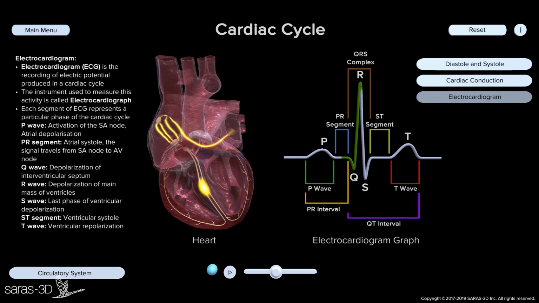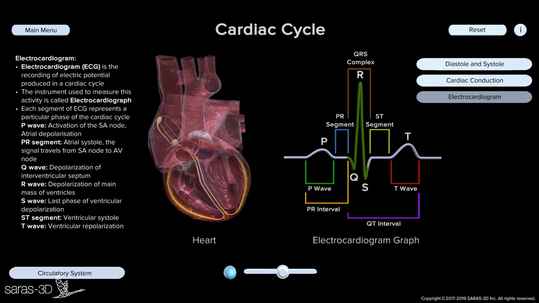Now the signal has left the AV node and it travels to the bundle of His. As it travels to the bundle of His, what will take place? The ventricles will start contracting. Now this signal records the QRS wave. So when this is taking place, making the ventricles contract, it generates the QRS wave on the ECG. And this is a very rapid signal.